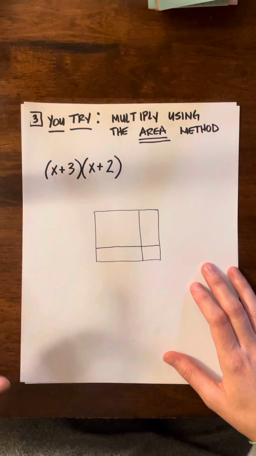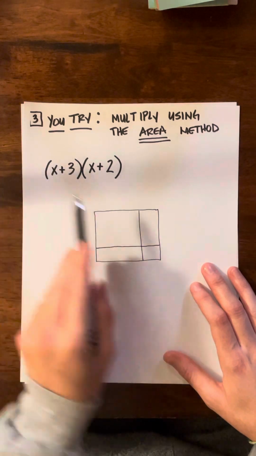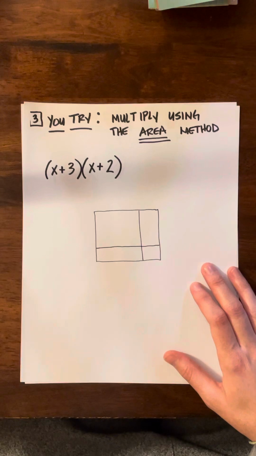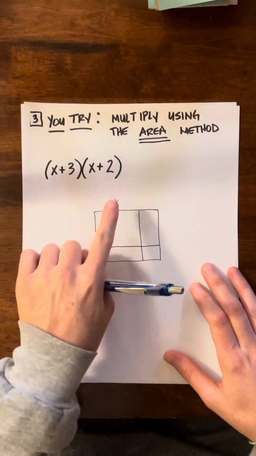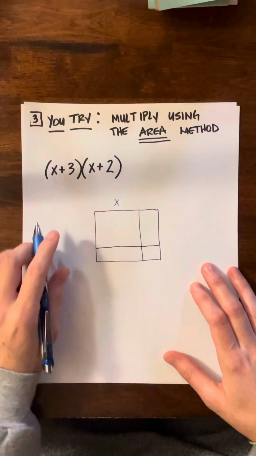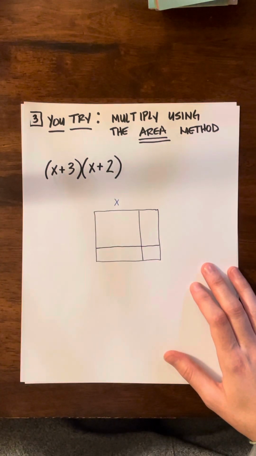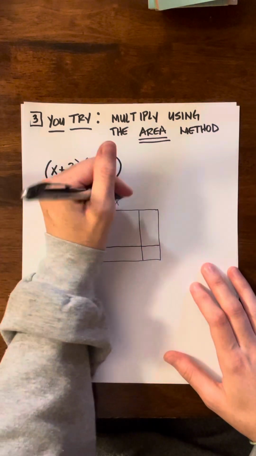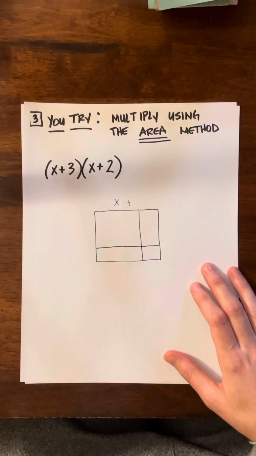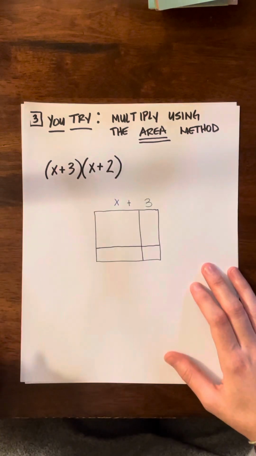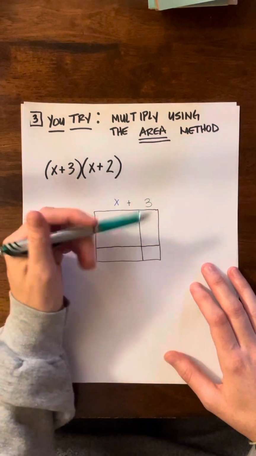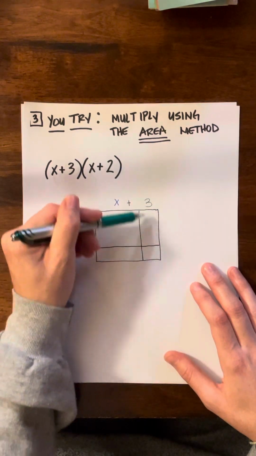Again, first thing we're going to do is take the first set of parentheses and put them at the top. So we have an x that goes here over this column. And then we have a plus 3, which is a positive 3. And remember, when we're working with positive numbers, we are writing them in green, so we know that they're positive. And that one goes over this column.